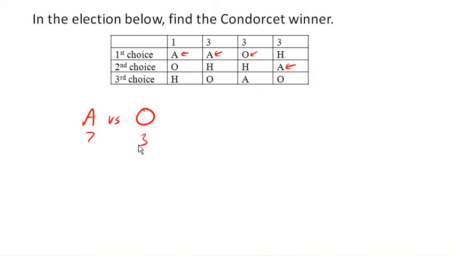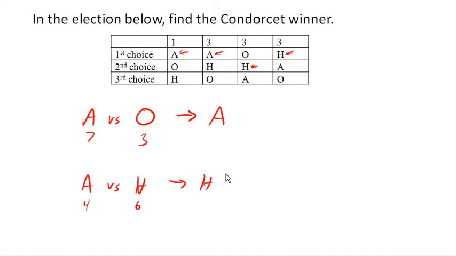Now again, we're looking at a one-on-one comparison here. So in this comparison, A would be the preferred choice. If we look at A versus H, then let's see. A is preferred, A is preferred, H is preferred, H is preferred. So 4 people prefer A, and 6 people prefer H, and so H would be the preferred choice there.